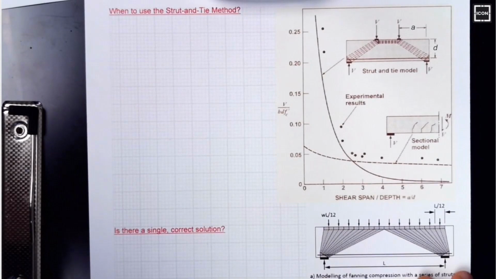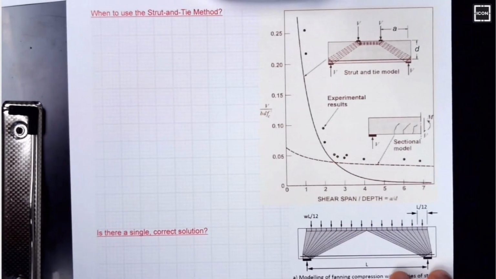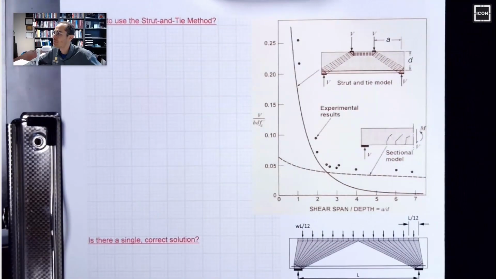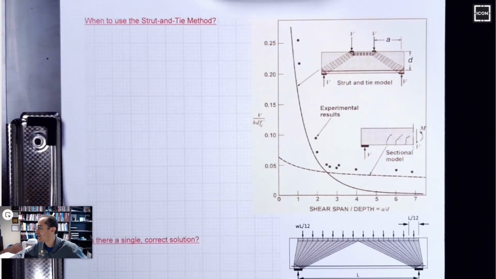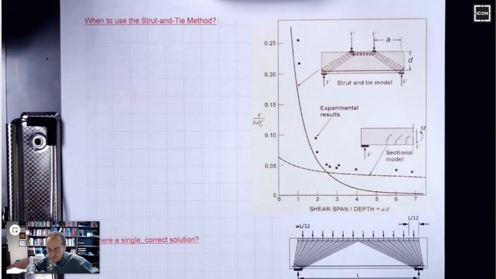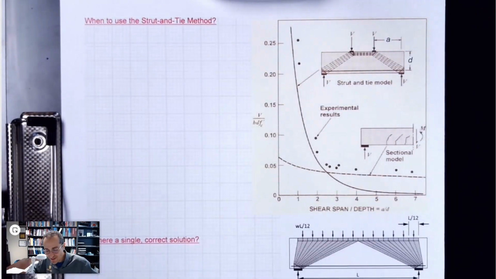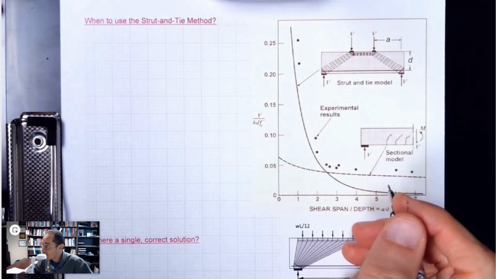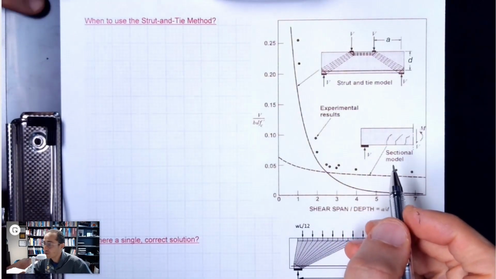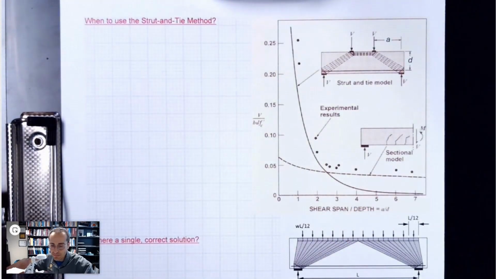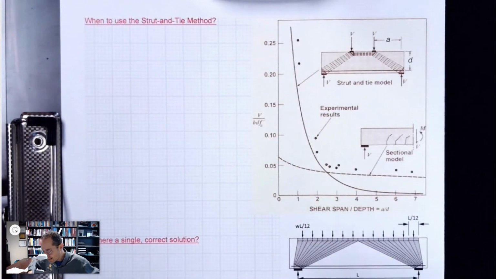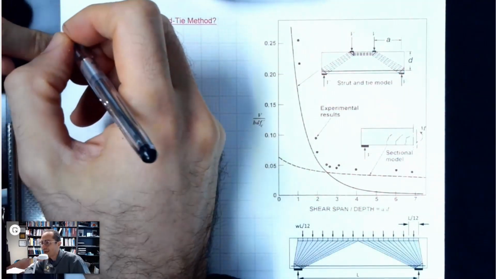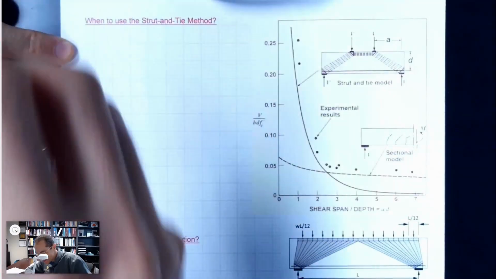When to use strut and tie method? What do you think about this? Do you have an answer? When you have deep beams. Yeah, absolutely. That's the answer. When you have something deep, use it. Can I use it if it's slender? Is it possible? Or is it going to be a big mistake if I use it for slender members? No, you can use it for that too. Absolutely, absolutely. So that's a really good answer.